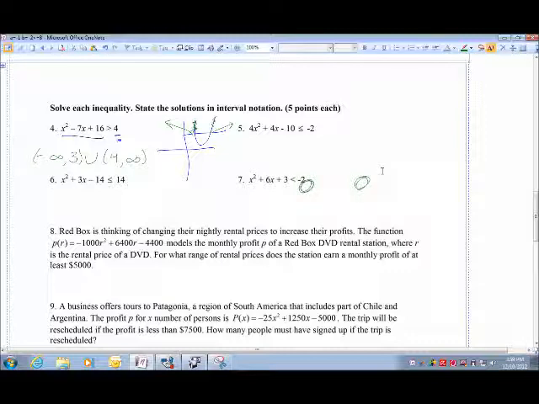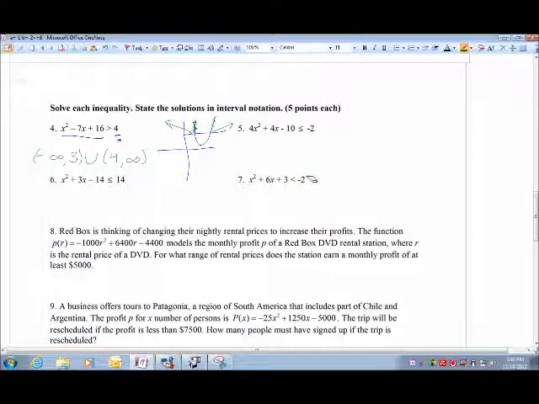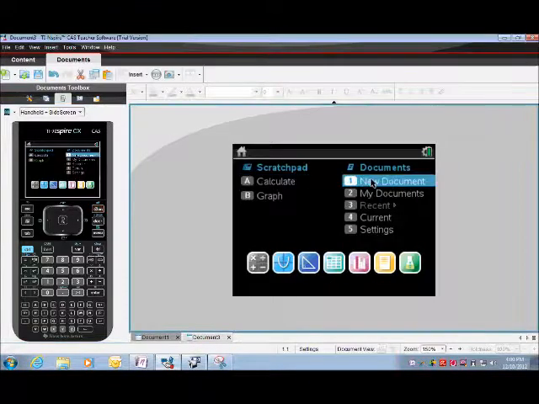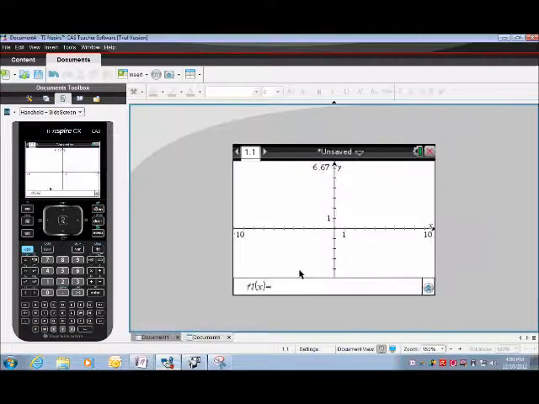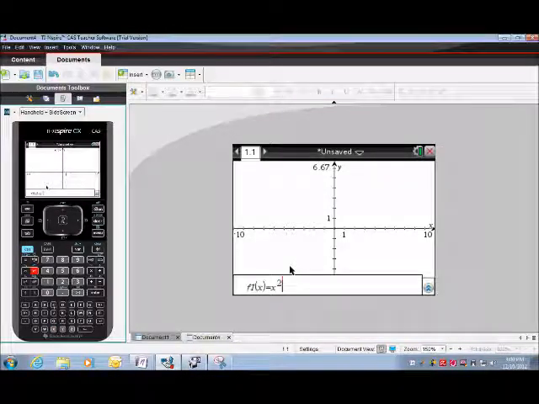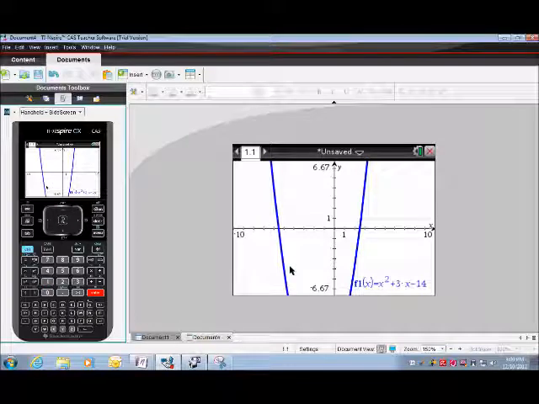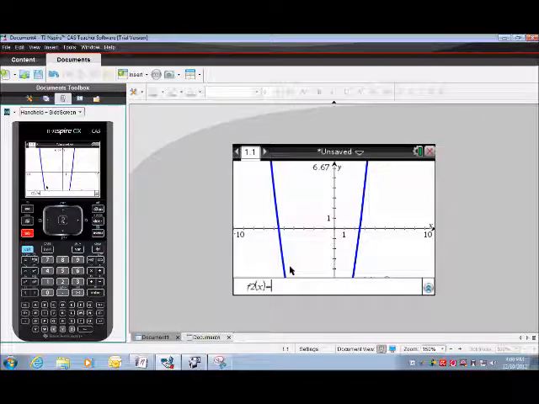Number 6, what we're going to be doing is the same exact thing. We're going to go to the graph page, or go to our calculator, and enter in the left side of our inequality and then the right side. So we go to our calculator, and I'm going to start a new graph page. And I'm going to type in the left side, which is x squared plus 3x minus 14. Hit enter. Then to enter in the right side of our inequality, I'm going to hit tab. And I'm going to enter in 14, because that's the right side of our inequality.